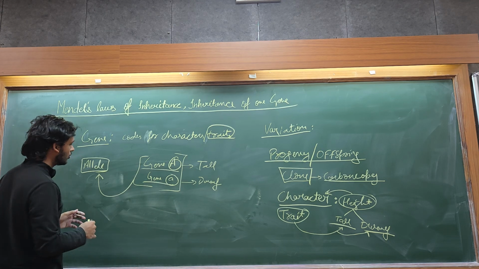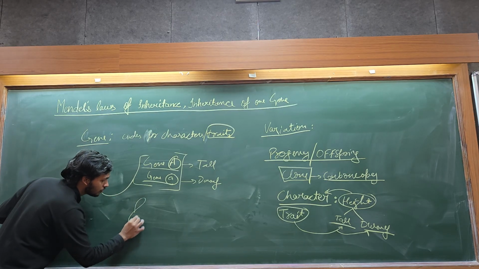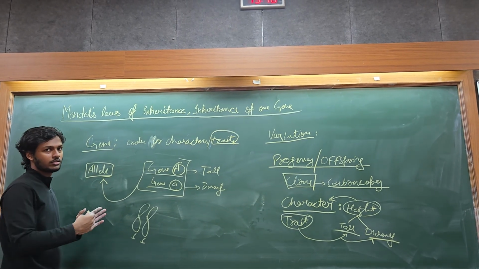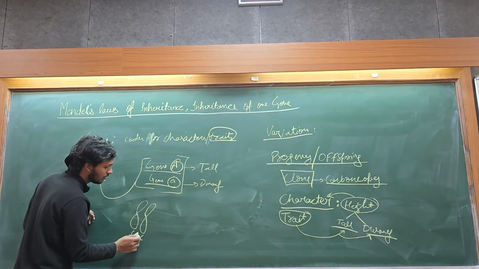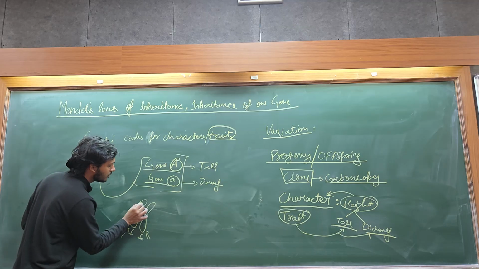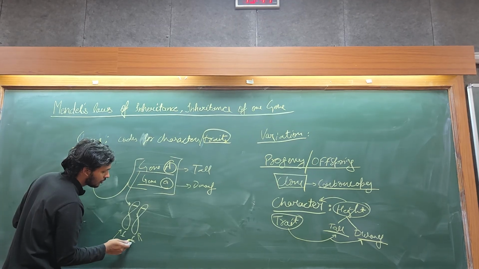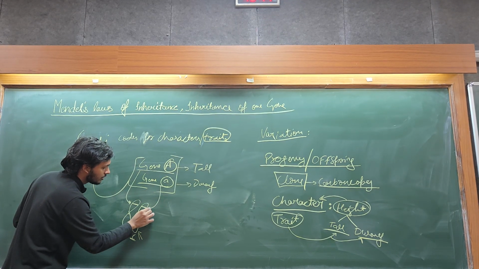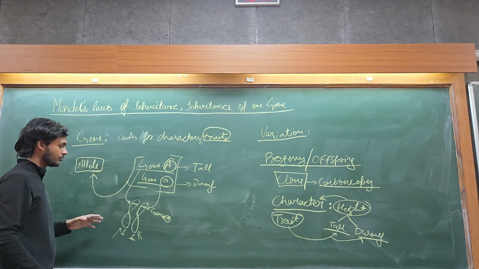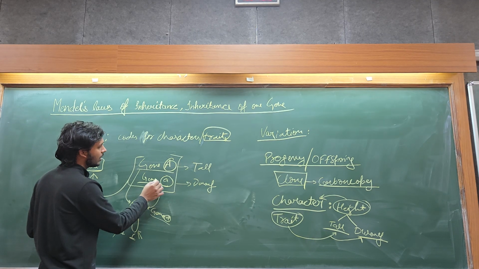Alleles are present on the homologous chromosomes. Suppose this is chromosome 1. It has its pair, chromosome 1. One comes from the father, one comes from the mother. Suppose at this position gene A is present. At the same position on the homologous chromosome, gene small a is present. So they are present at the same locus on the homologous chromosomes, and that is why they are called alleles.